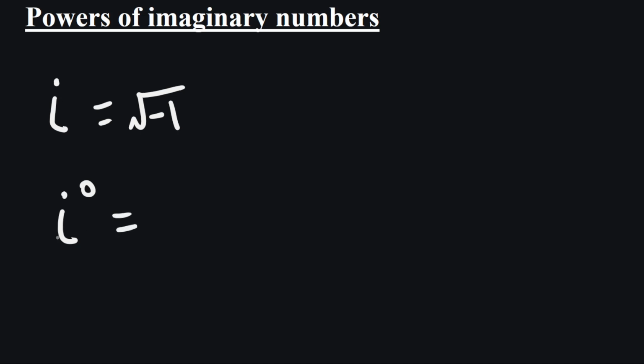As we know, anything to the 0 power, with the exception of 0 to the 0 power, of course, but almost any other number to the 0 power is 1, and i is no different. i to the 0 power is simply 1. Good, and what is i to the first power? Again, any number to the first power is just that same number, and i is no different. i to the first power is simply i.